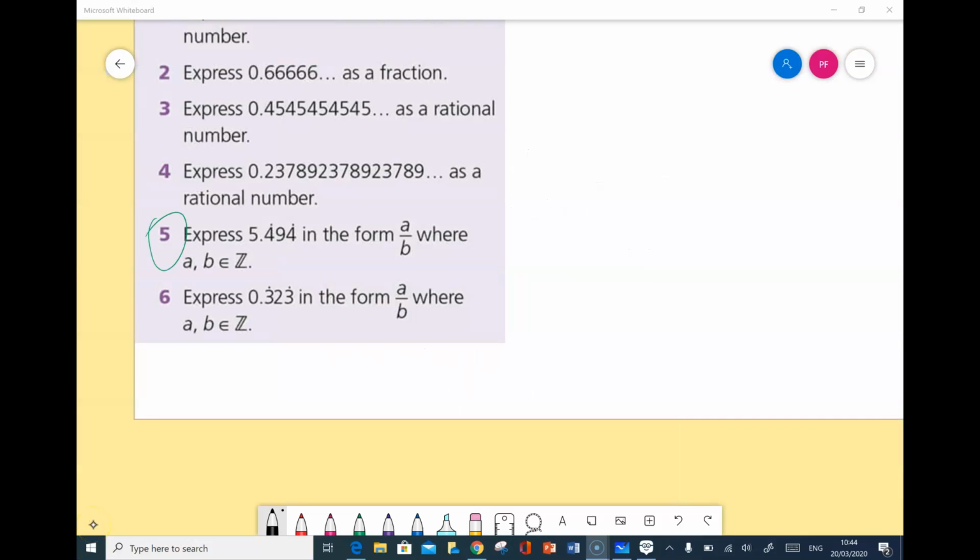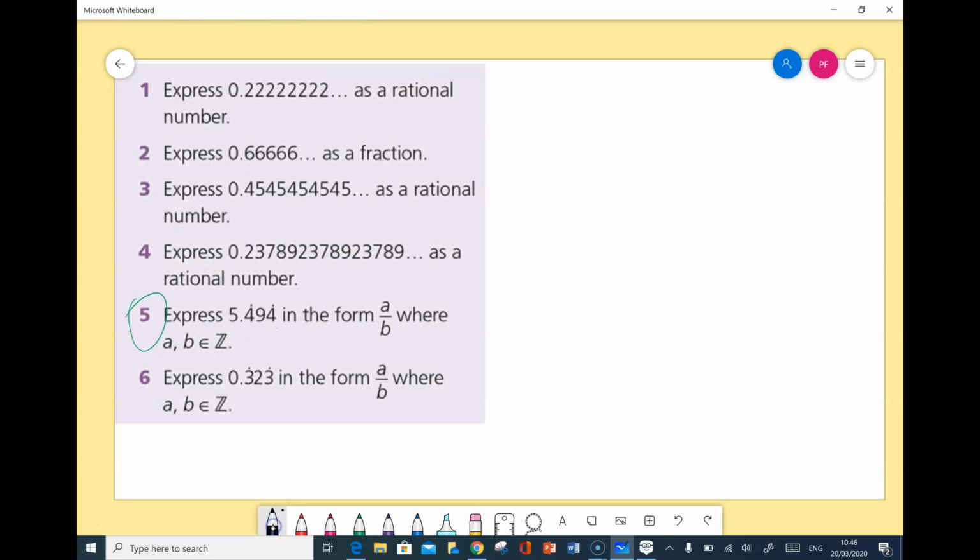Okay, so in this one here, I've got question 5. I've got 5.494 recurring in the form a over b. So how are we going to do that? Well, it's a considerably trickier version here. What does that look like? Well, it's 5. Now, you notice there's no dot over the 5, and that's at the start. There's dots either side of the 9 but no dot over the number at the start, which means that number does not repeat.